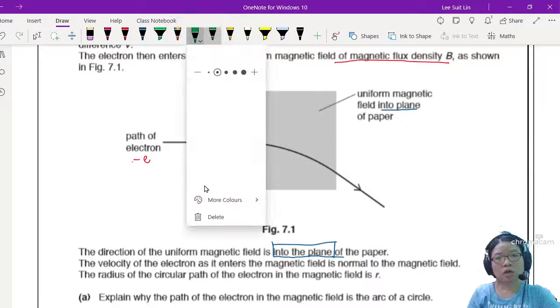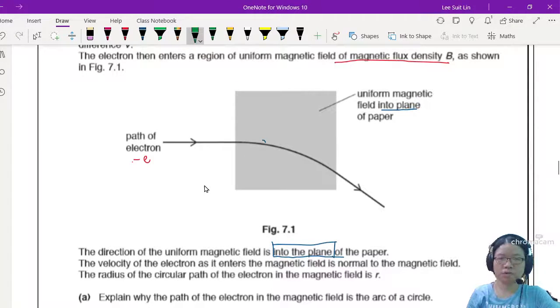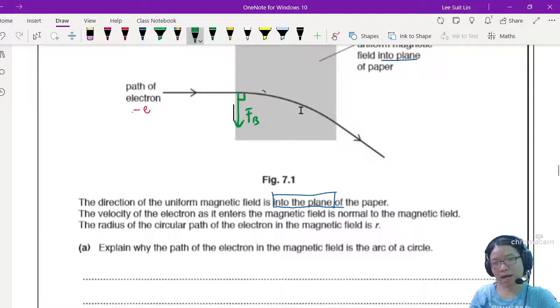A lot of times, when it comes to this kind of question, even if it's pretty obvious that the magnetic force is pointing downwards because the pathway is down, it's also better to just confirm with yourself, so your brain feels more satisfied. So A, explain why this part inside the magnetic field is the arc of a circle.